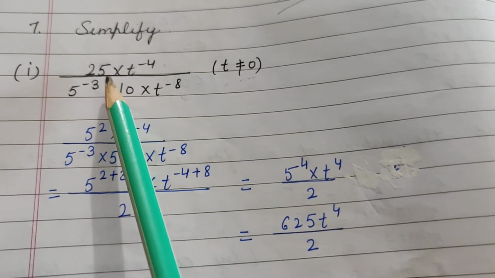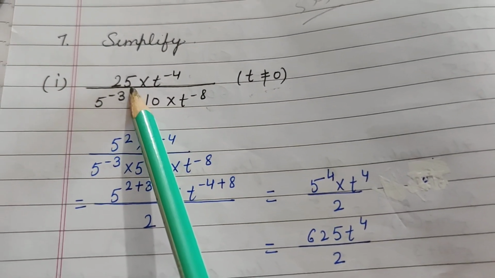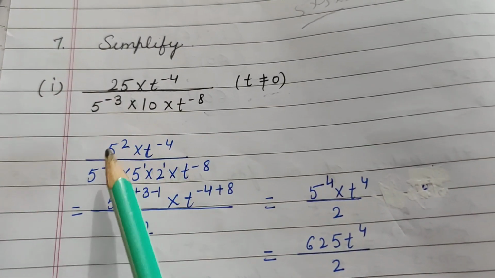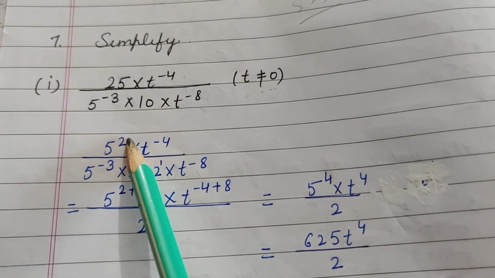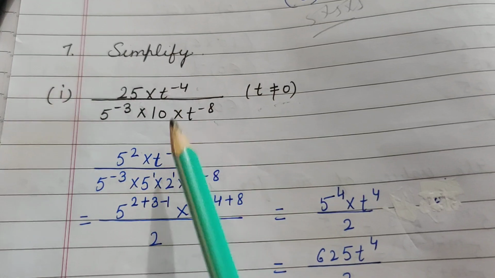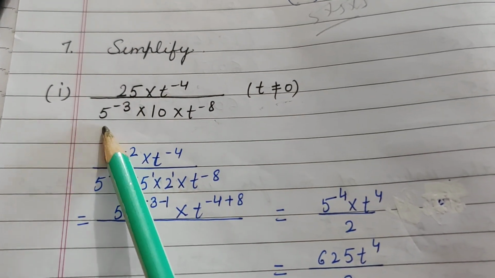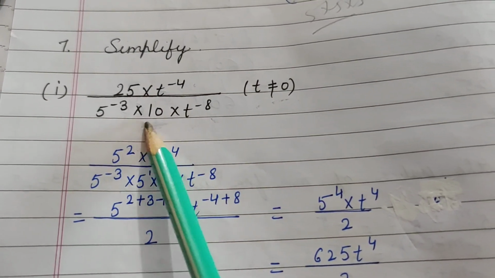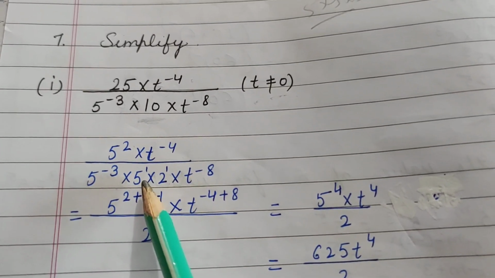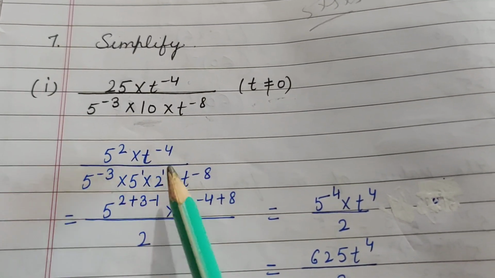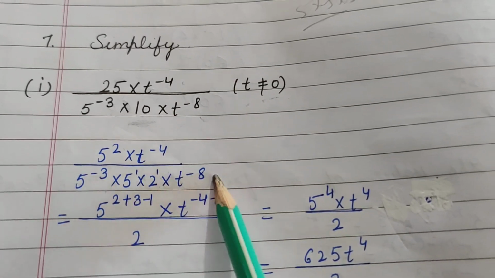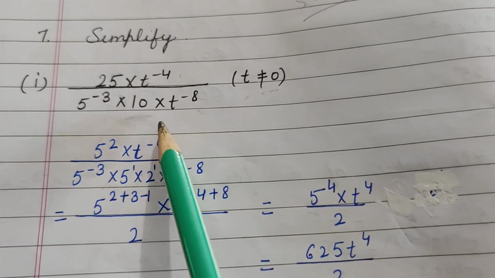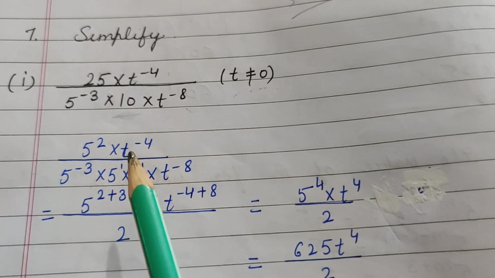So firstly, 25 is a composite number. Let's express it in powers of prime numbers. So 25 we can write as 5 multiply 5, that is 5 raised to power 2, multiply t raised to power minus 4, divided by 5 raised to power minus 3 into, again 10 is a composite number, so we can write it as 5 multiply 2, or you can say 5 raised to power 1 multiply 2 raised to power 1, into 2t raised to power minus 8, right? To solve these kinds of questions, we need the numbers in prime factors, right?